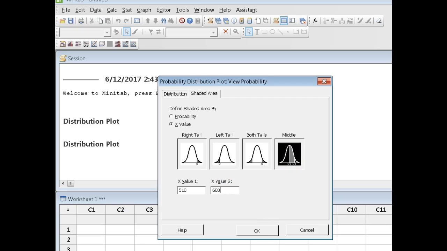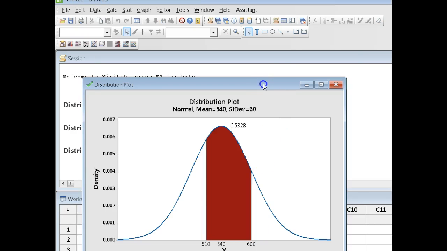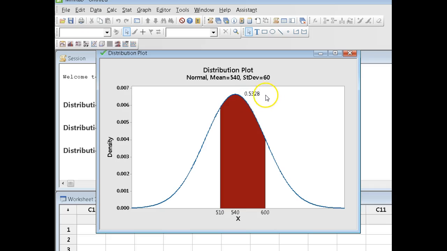Plug in those values. It's going to give me the area between. I click OK, and what's my answer? 0.5328. There's a couple of ways I can phrase the answer to this question. I can say that the proportion of people who wrote the test and scored between 510 and 600 is 0.5328, or I could say that 53.28% of all the people who wrote this test scored between 510 and 600.